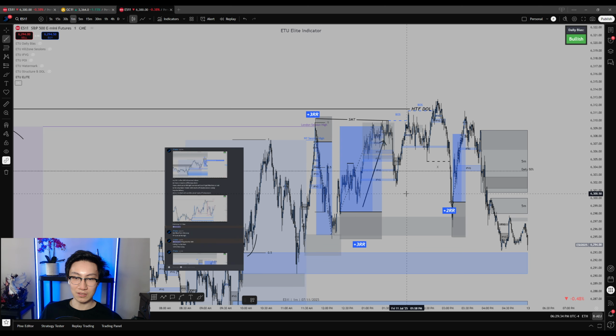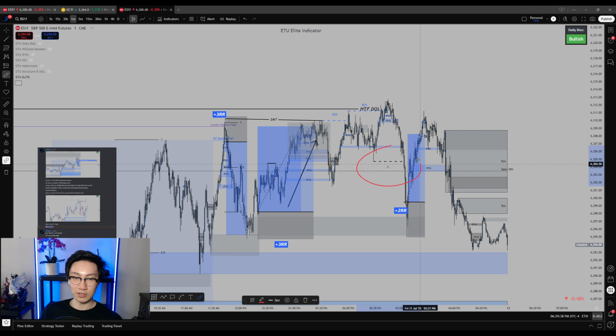Basically what happens here is the indicator technically marked it here, but we failed the mitigation cycle. So this here is a FBOS that I teach you guys in the course. So there's your FBOS, right? There's your FBOS.